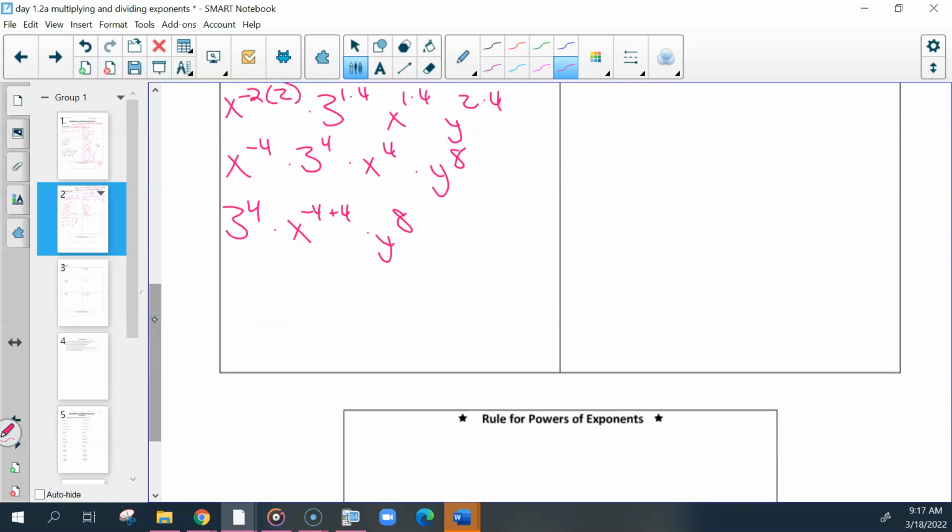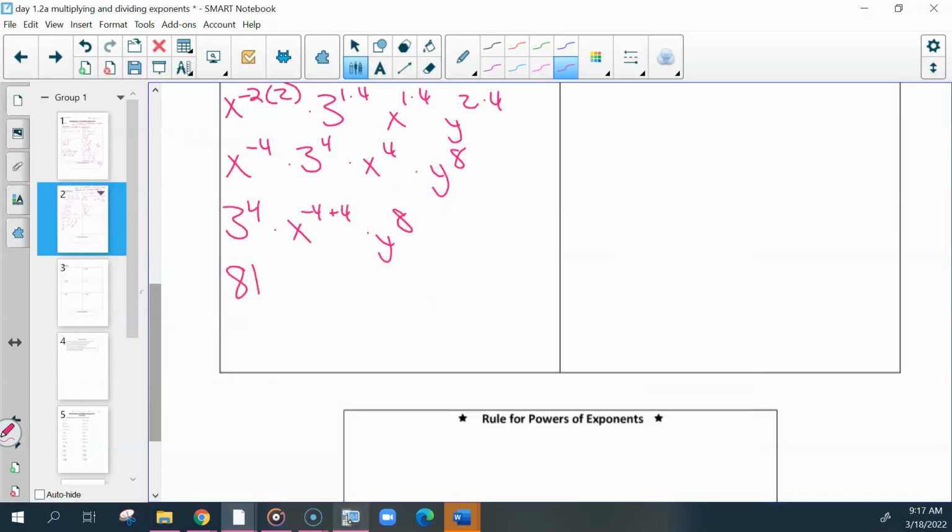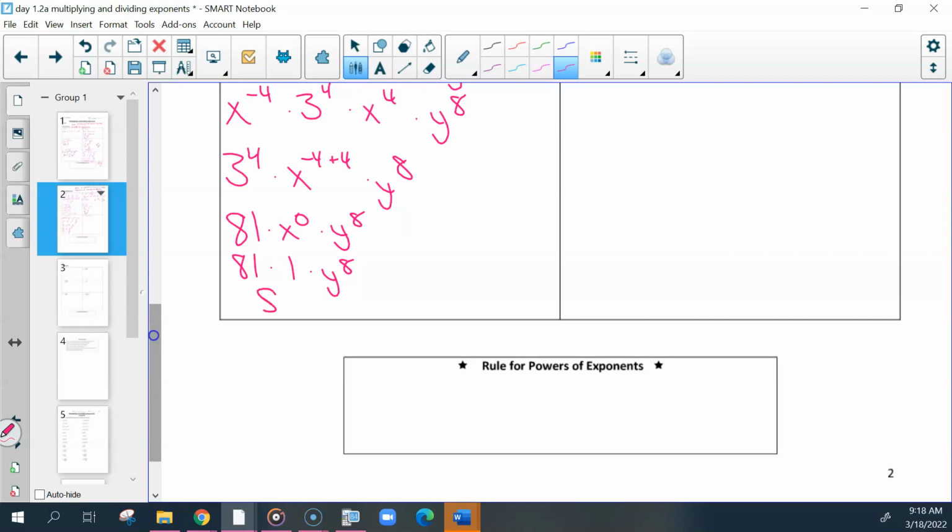What is 3 to the 4th? 81. If you weren't sure, you can put that in your calculator. Use the little caret, top, whatever you want to call that. What would our new exponent of x be? 0. X to the 0 would be what? 1. So that would completely disappear. And our final answer would just be 81 y to the 8th.